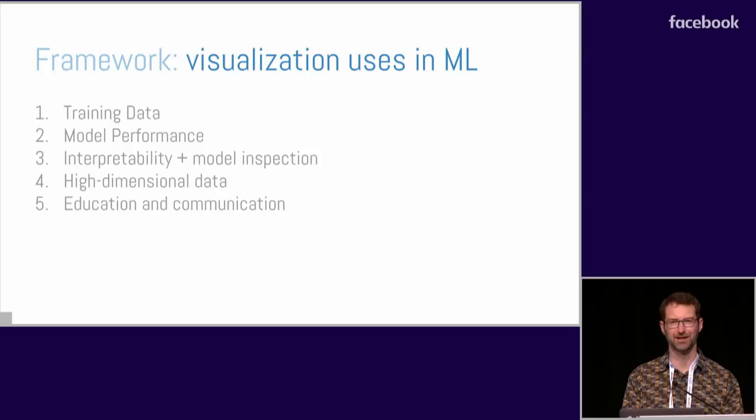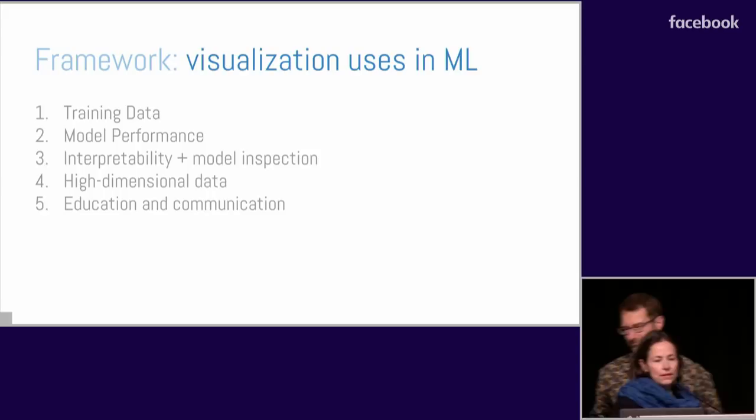learning. So we're going to talk a lot about visualizing training data. We will very, very briefly talk about model performance. And then we'll talk about interpretability and model inspection, kind of trying to crack open the so-called black box. We'll think about high-dimensional data. And then I think education and communication. Scientific communication is incredibly important in a lot of ways. And visualization is a perfect match for that particular task. All right. So visualizing training data.